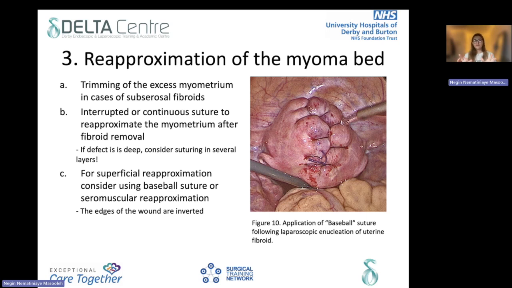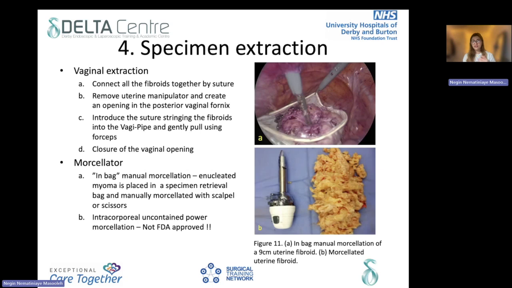It's a type of suture which you can look up to, and it inverts the wound, so there's less chance of them breaking and bleeding later on. Now, the fourth step is getting that fibroid out of the abdominal cavity and pelvic cavity.